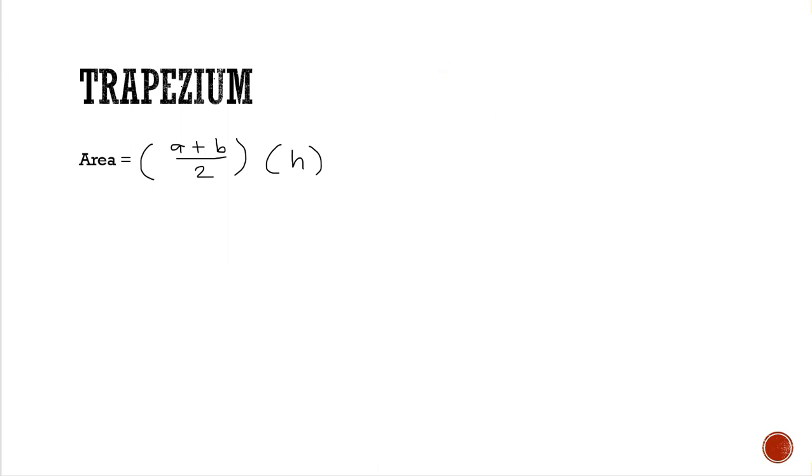Right, so the last one is the trapezium. When we talk about a trapezium, one pair of sides is parallel and the other two sides are not. So it could be like this. Okay, so this is a trapezium. These two sides are parallel. So let's say this is A, B. This is parallel, A and B. A and B are the parallel sides of our trapezium.